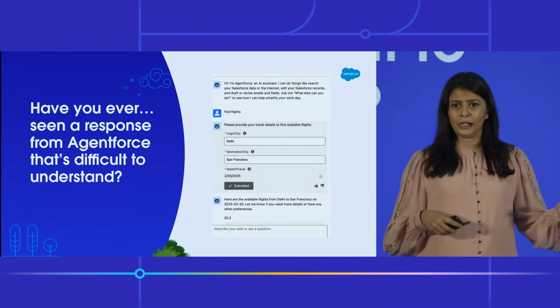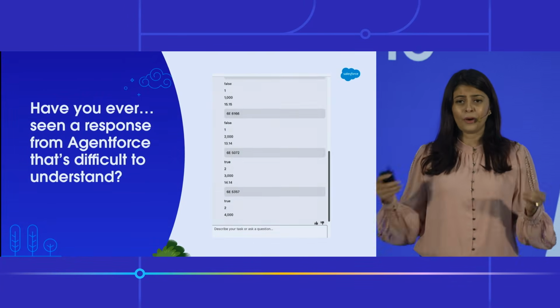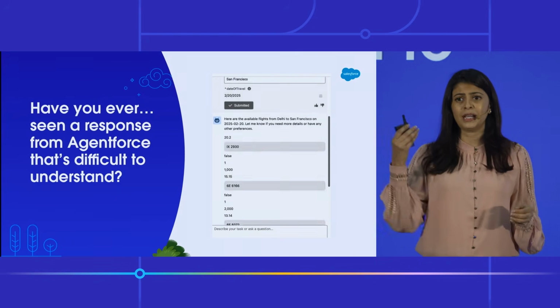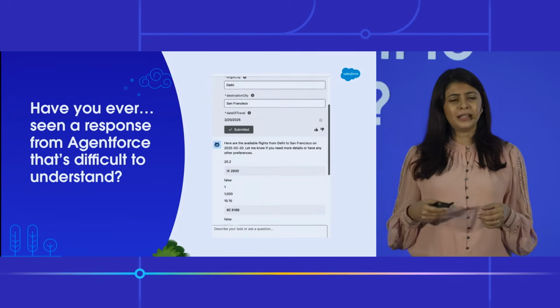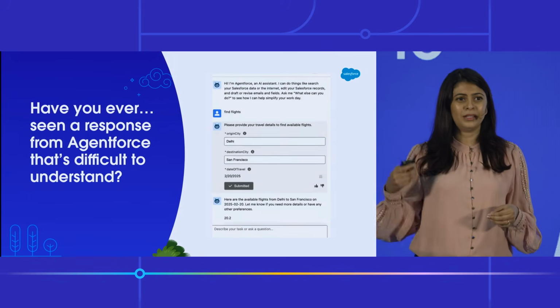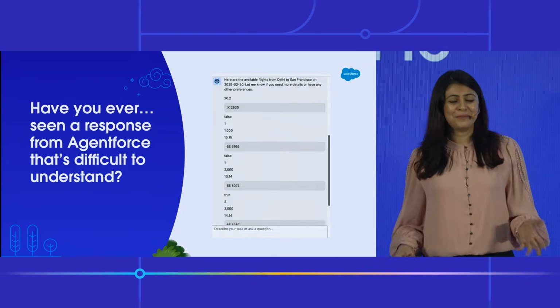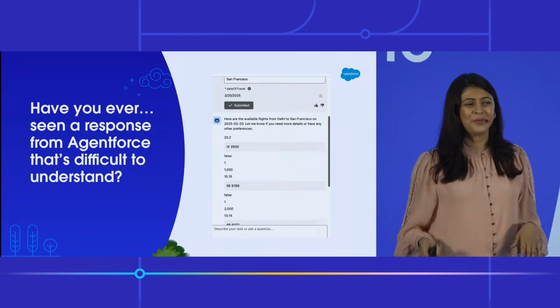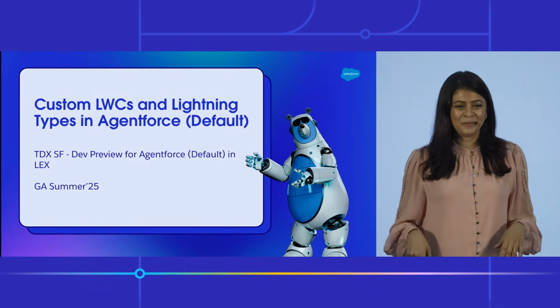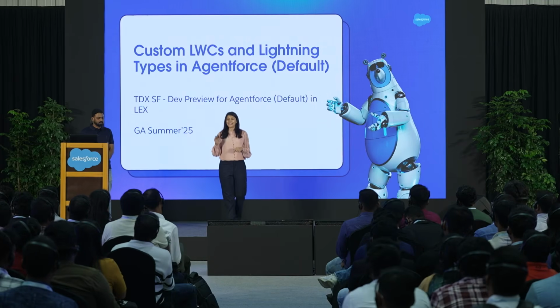And with all of that context, are you an Agentforce developer or an Agentforce user or an Agentforce admin who's ever looked at an Agentforce response and understood the response is correct, but wondered if there is a way to make this response look a little better? If you're that person who's looking for this kind of customization, this session is really for you. We have something for you: custom LWCs and Lightning types in Agentforce default in Lex.